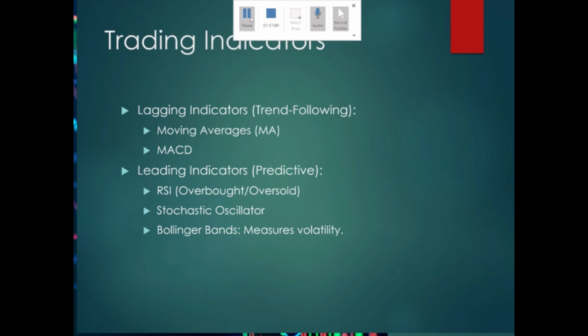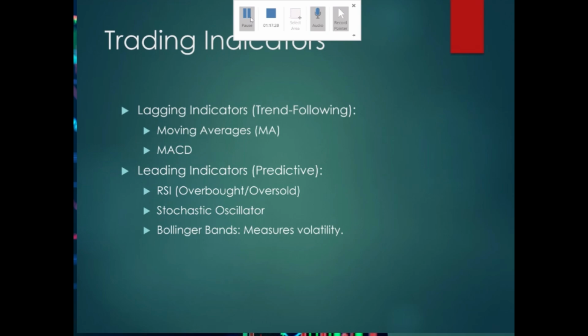There are two main types. There's the simple moving average, which smooths out price over time, and there's also the exponential moving average, which gives more weight to recent price moves, right? It's more responsive. Another lagging indicator is the MACD, and you'll hear MACD a lot. MACD just stands for moving average convergence divergence. This indicator uses two moving averages and also has a histogram.